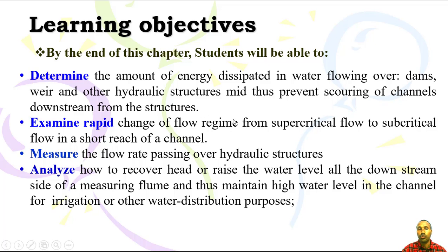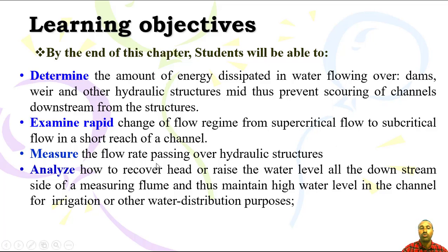And also you will be able to examine rapid change of flow regime from supercritical flow to subcritical flow in a short reach of a channel. So when we say short reach of a channel, there is an abrupt change in the slope of the channel. You may have some drop, or sometimes if you have a sluice gate, then there is a change in flow regime. So we will determine the Froude number of the flow just before the jump. If it is supercritical, then it will change to subcritical flow. So you have some flow regime change.